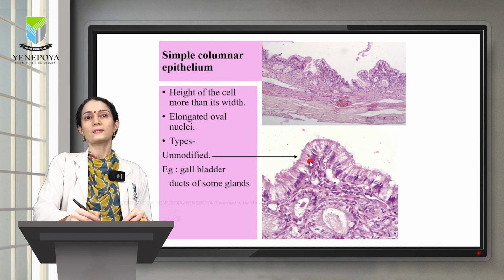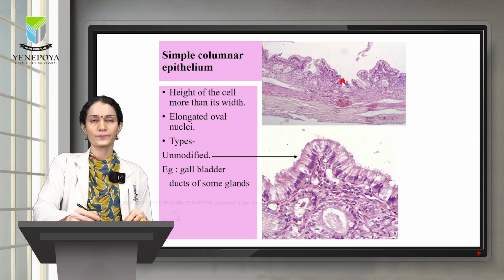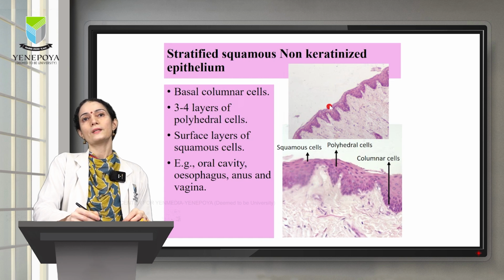Now here is an example of an unmodified simple columnar epithelium. This is the 45x picture of the gallbladder showing the simple columnar epithelia. This is the 10x magnification showing the simple columnar epithelia here. Moving on to the next slide.